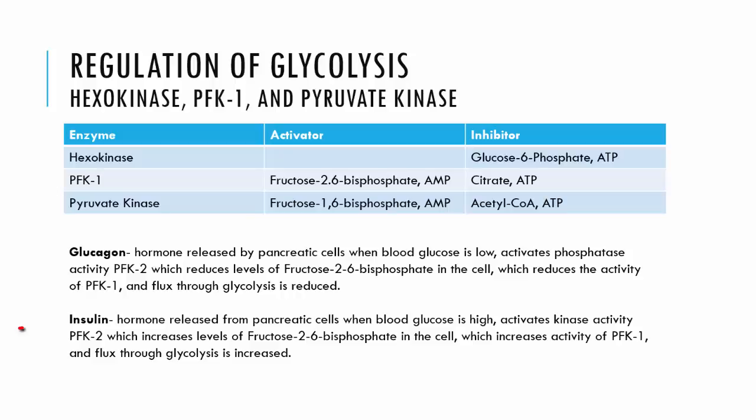In contrast, the release of insulin by pancreatic cells when blood glucose is high activates the kinase activity of PFK-II, which increases fructose 2,6-bisphosphate concentrations in the cell, thereby increasing the rate of PFK-I in glycolysis and increasing the overall metabolic flux of glycolysis. Throughout this video, we have summarized the 2 stages of glycolysis, examined this pathway step by step, and explored how glycolysis is regulated through inhibition, activation, and hormones.